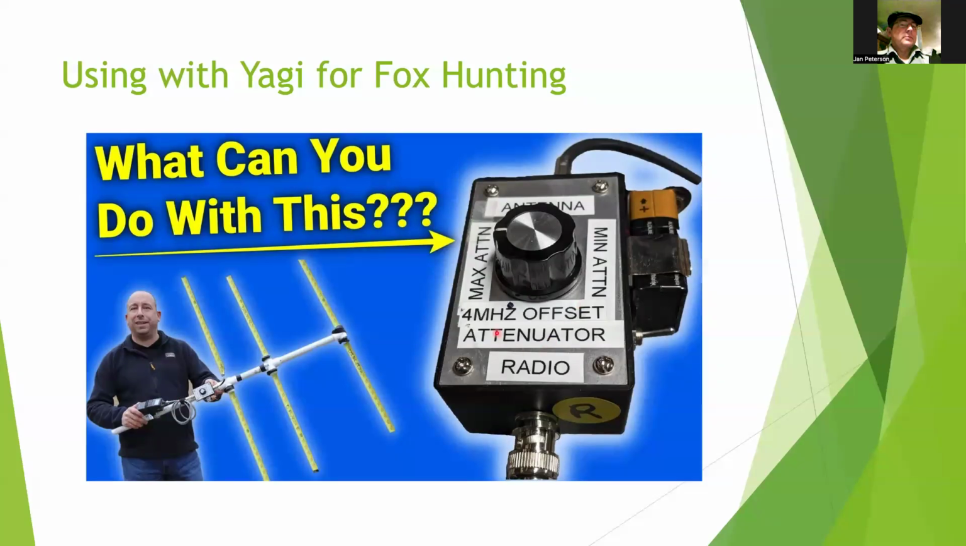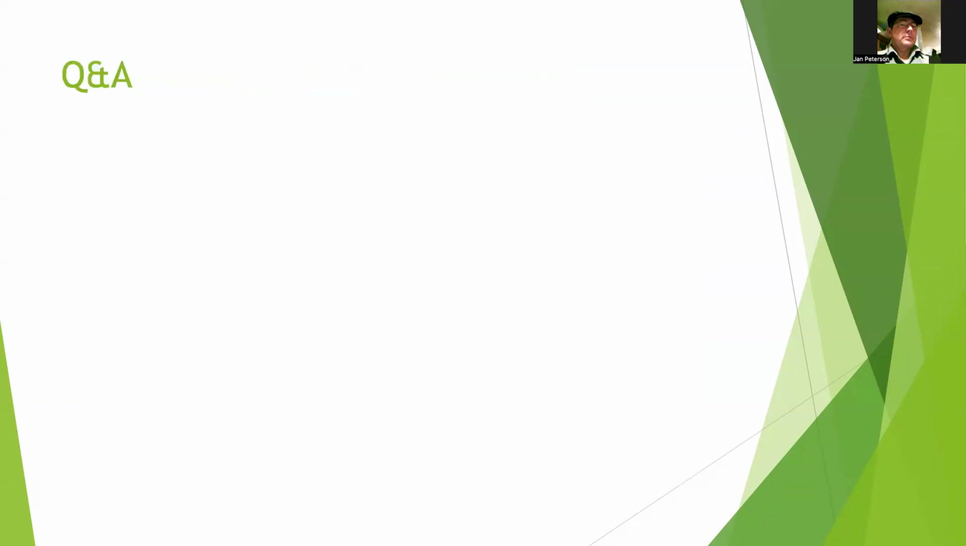Because in fact, it says on here 4 megahertz offset. And then he's got max attenuation and min attenuation. Antenna on this end, radio on this end, he's got a 9-volt battery taped to the side. So yeah, it's probably the exact same circuit. Yeah. All right. That's all I've got.